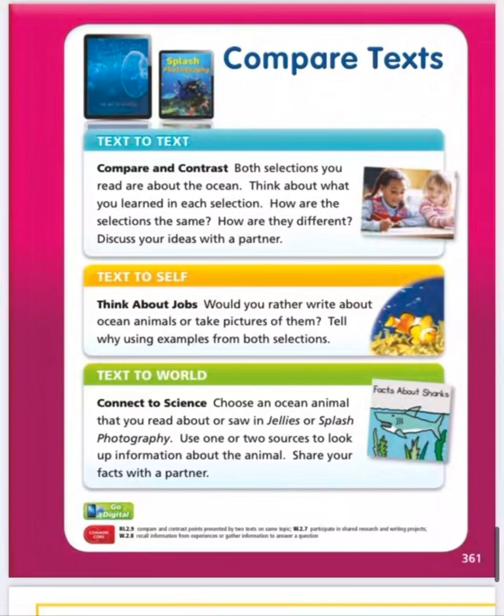Text to self. Think about jobs. Would you rather write about ocean animals or take pictures of them? Tell why using examples from both selections. Text to world. Connect to science. Choose an ocean animal that you read about or saw in Jellies or Splash Photography. Use one or two sources to look up information about the animal. Share your facts with a partner.